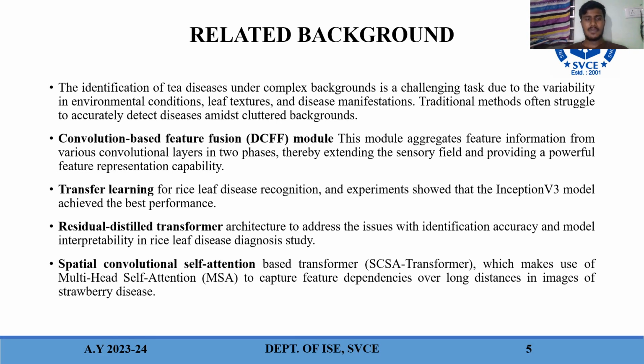So the next one is transfer learning, which is used for rice leaf disease recognition. An experiment showed that the Inception V3 model achieved the best performance. And the next one is the residual distill transformer, an architecture to address the issues with identification accuracy and model interpretability in rice leaf disease diagnosis study. And the next one is the spatial convolution self-attention based transformer, which is the SCSA transformer, which makes use of multi-head self-attention to capture feature dependencies over long distances in images of strawberry disease. So this is all about the related background.